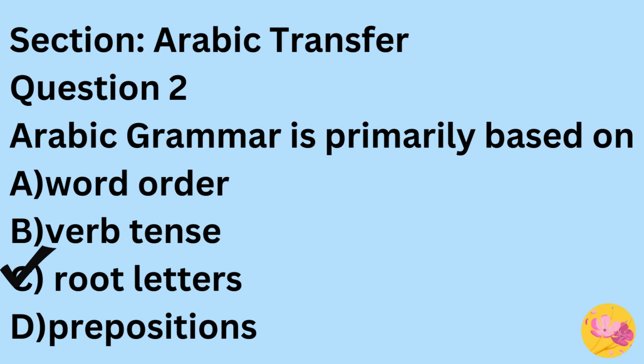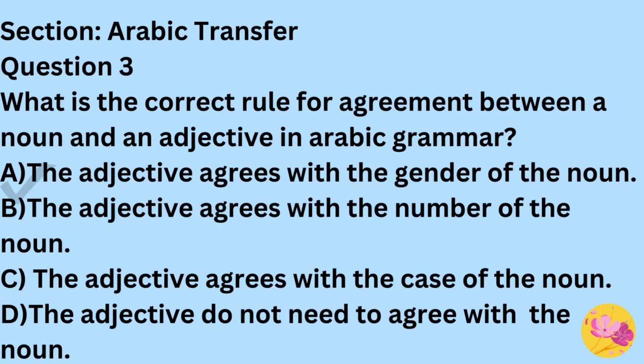The second question, Arabic grammar is primarily based on, yes, as I told you earlier, it is root letters. So, Arabic grammar is primarily based on root letters. Question 3, what is the correct rule of agreement between a noun and an adjective in Arabic grammar? So, yes, the adjective has to agree with the gender of the noun. That is the main thing, masculine or feminine.